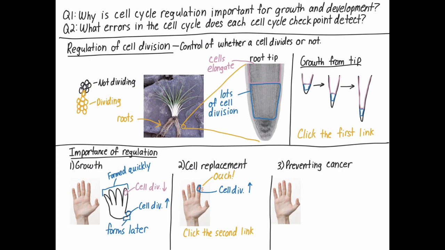Follow the second link below for a time-lapse video of a wound healing, and think about how the cells dividing at the wound site help to heal it. I'll give you a few seconds to check it out. This is possible because cell division is upregulated at the site of the wound.